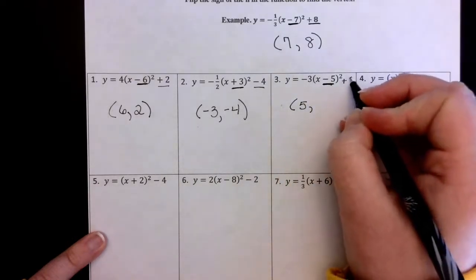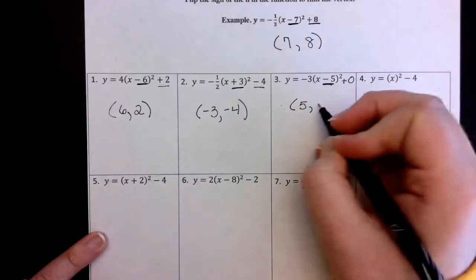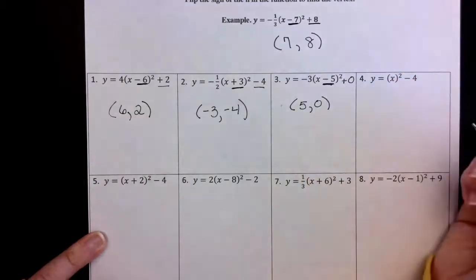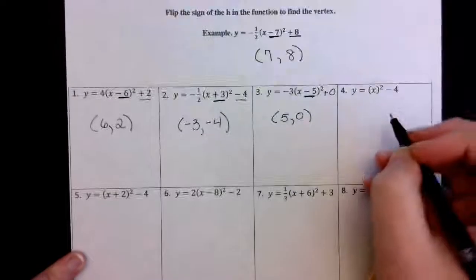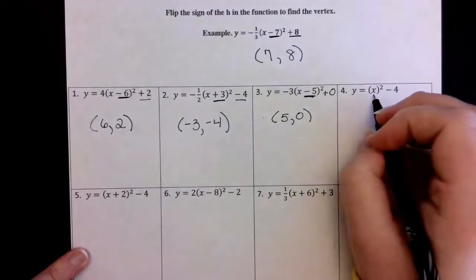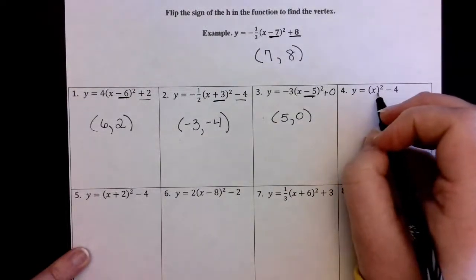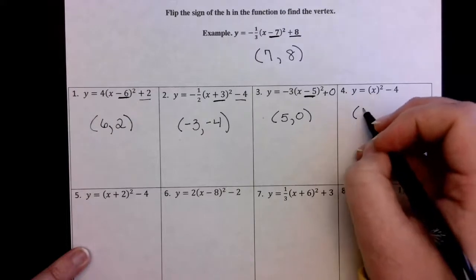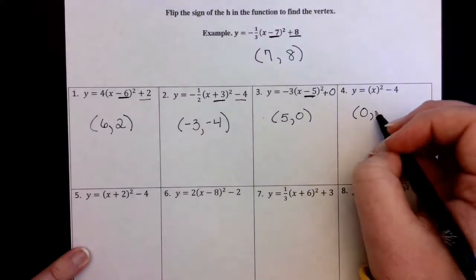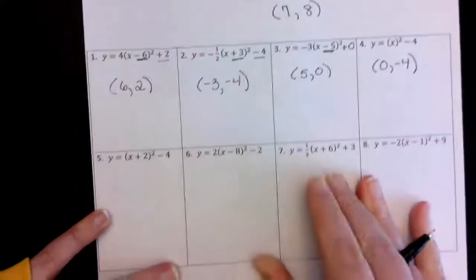There's nothing getting added onto the end, so my k is technically 0. In number 4, there's nothing getting added or subtracted to the x, so my h value is 0. My k is negative 4.